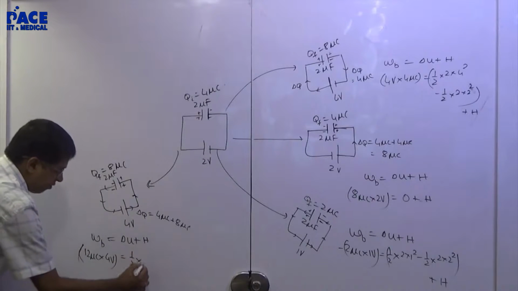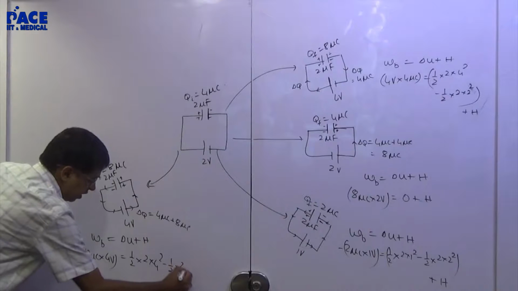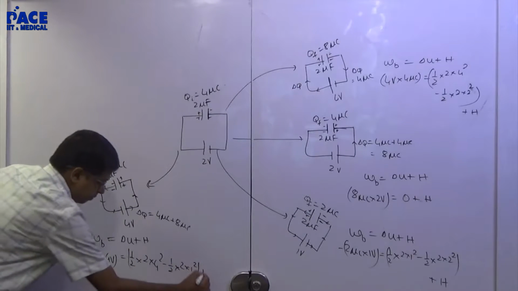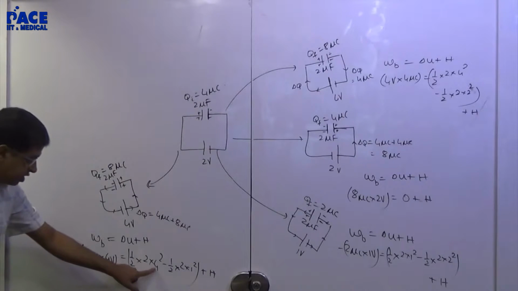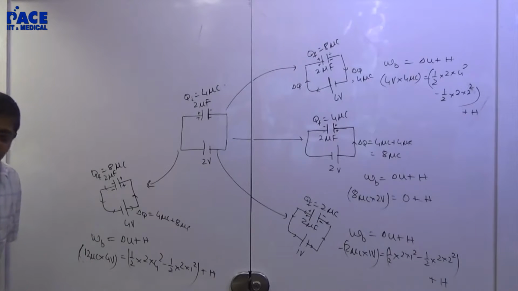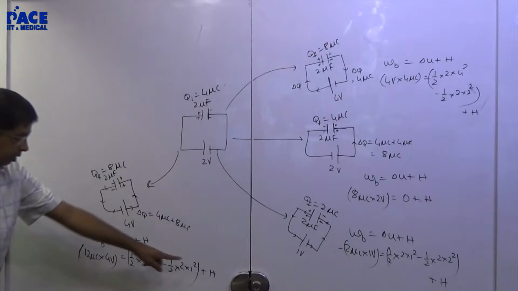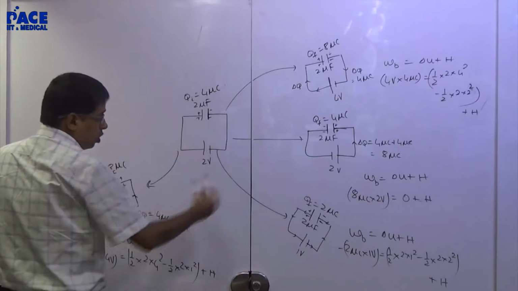This is half final 2 into 4 square minus half 2 into 1 square plus heat loss. 12 microcoulombs into 4 volts, right? This was so many microjoules. Half C final whole square, V final whole square minus half C V initial whole square plus heat loss. Now consider this. 4 volts both terminals.